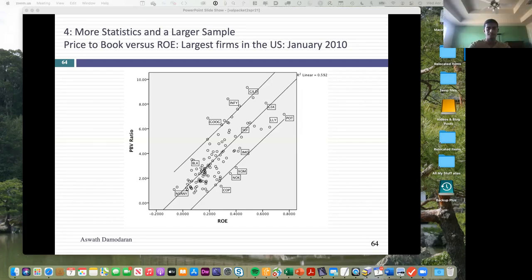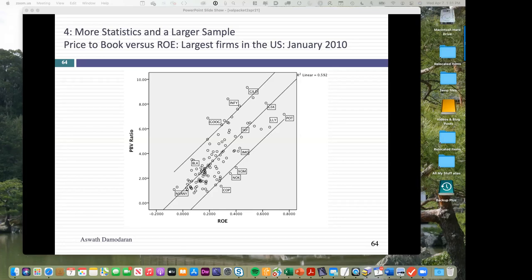Yes. So I took the 100 largest market cap stocks in the US and I did their price to book ratios.